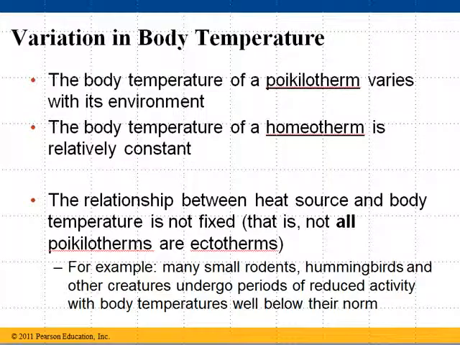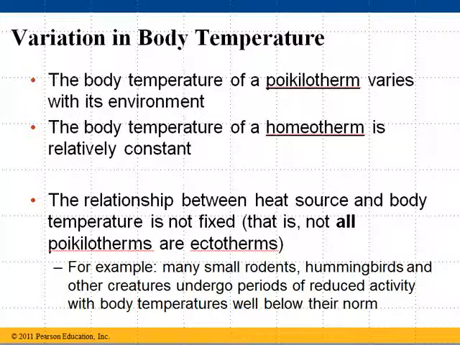We can also divide creatures into two camps based on how their body temperature relates to the external environment. The body temperature of a poikilotherm varies with its environment. This is from the Greek word poikilos, which means varied. The body temperature of a homeotherm is relatively constant. And you might think, okay, well, all of the ectotherms are poikilotherms and all of the endotherms are homeotherms. And for the most part, you might be correct, but that rule doesn't always hold true.